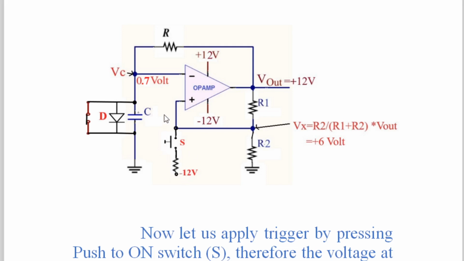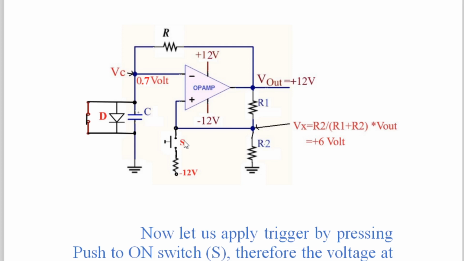Now what we'll do here: the voltage at the non-inverting pin is 6 volt. So we want to pull down this voltage. Then only when we pull down this voltage will the 0.7 volt become greater, and then only will you succeed in changing the output of the op-amp from plus 12 to minus 12. And that is why it is said you must apply a negative trigger.